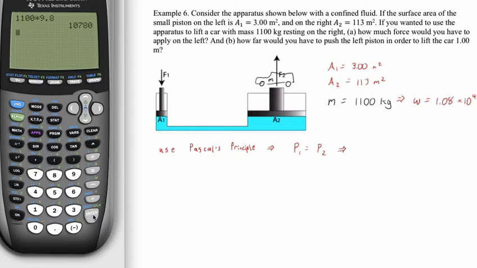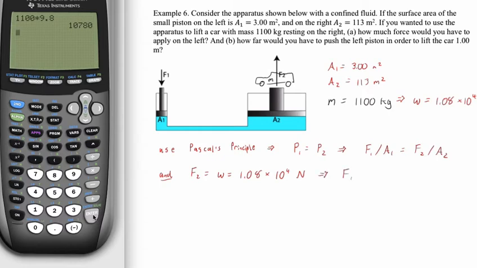So then we would have pressure 1, which is force per area. We would have F1 divided by A1, and that's going to equal the pressure at point 2, which is F2 divided by A2. And we're asked how much force it would take to lift the car. So in other words, we know F2. F2 is just going to be the weight of the car, so that's the 1.08 times 10 to the 4 newtons. Then we need to solve for F1.